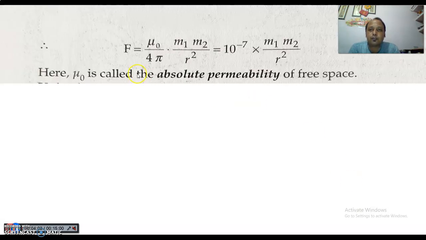Now, the formula for the force will be given by, instead of K, we will be writing here mu naught by 4 pi M1 M2 upon R square, where mu naught by 4 pi has the value 10 raised to the power minus 7, so we can write it in this form.